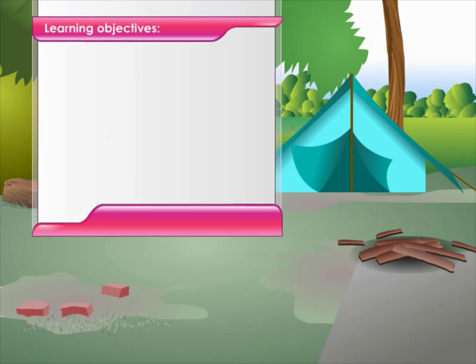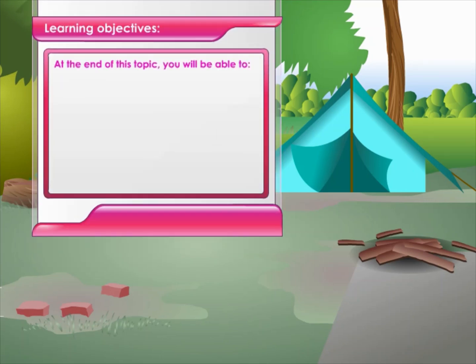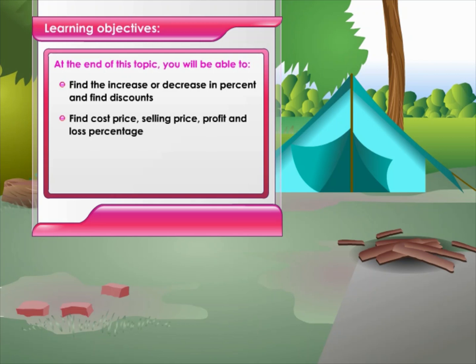Learning objectives. At the end of this topic, you will be able to find the increase or decrease in percent and find discounts. Find cost price, selling price, profit and loss percentage. Calculate sales tax and value added tax.